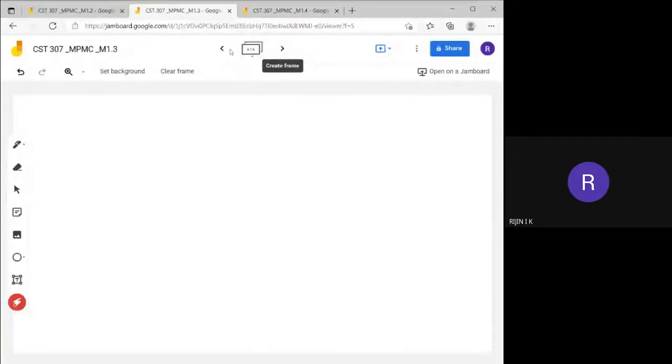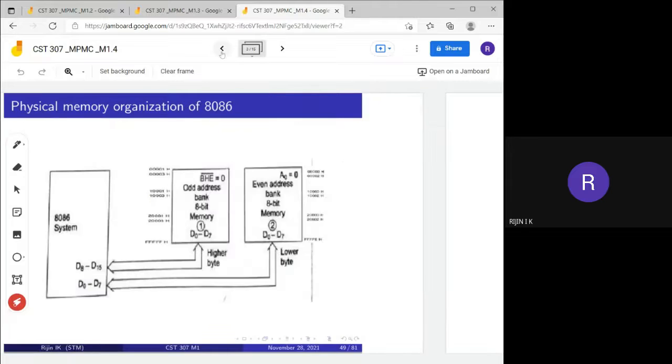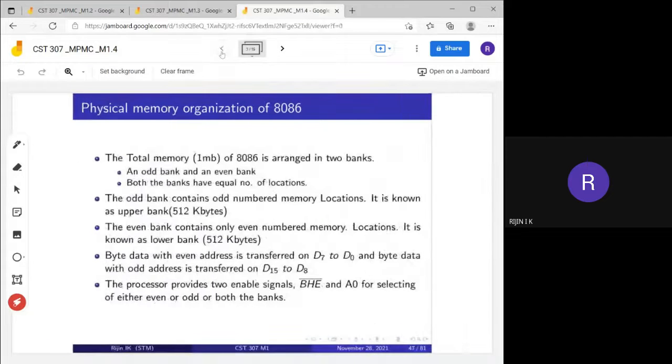Then the next topic is physical memory organization. How the physical memories are organized in the 8086 microprocessor. In the 8086 microprocessor, we already studied that it has 1 MB of memory. Okay, 1 MB of memory is there in 8086.